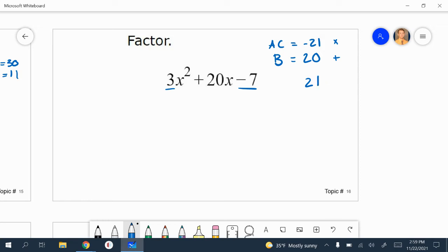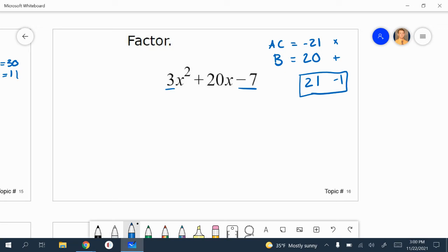21 and negative 1 should work, because if I multiply those two numbers, they'll give me a negative 21. If I add them, they'll give me a 20. That should work. Okay, so sometimes, like you just saw, it takes you a couple tries, a little bit of time. That's okay. You just got to come up with those numbers.